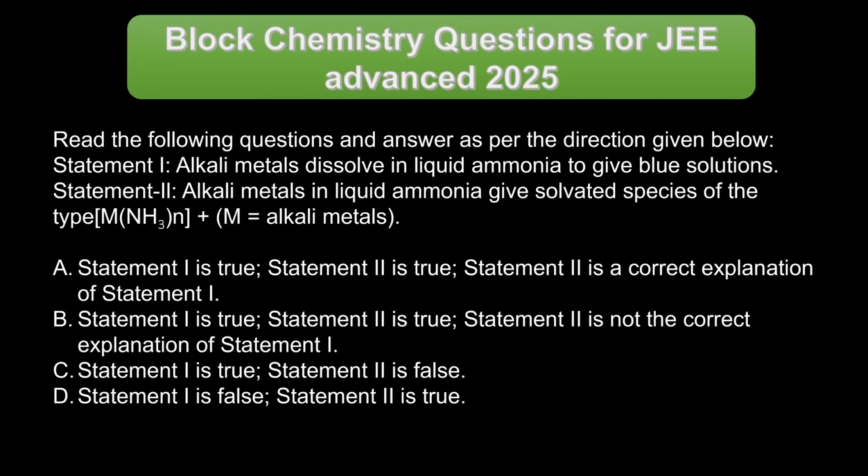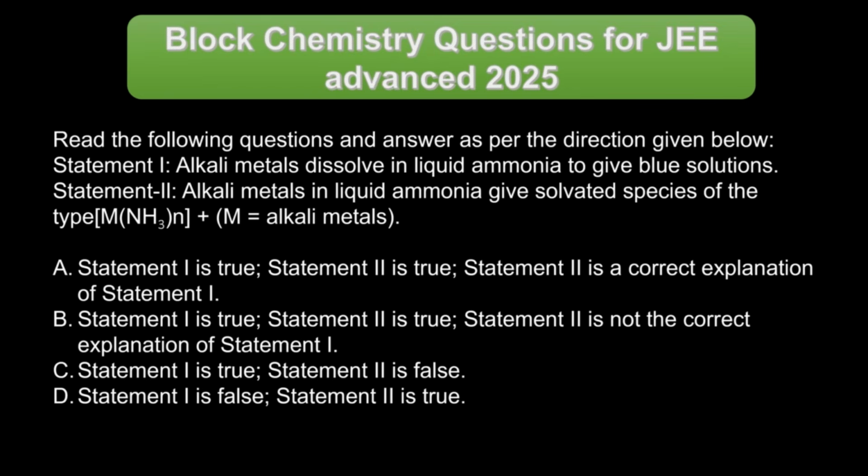Read the following questions and answer as per the direction given below. Statement 1: Alkali metals dissolve in liquid ammonia to give blue solutions. Okay, they are asking for alkali metals. This is from S block elements. Statement 2: Alkali metal in liquid ammonia gives solvated species of the type [M(NH3)n]+. Okay, so M belongs to alkali metal. So out of these two statements, which is right?